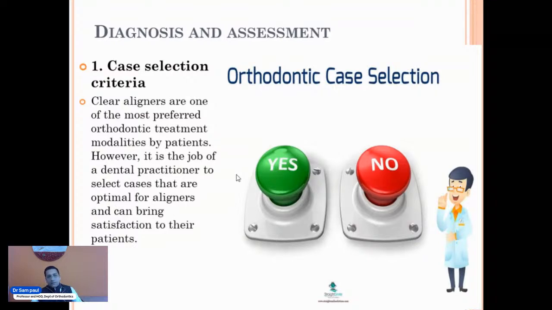Coming to the orthodontic case selection. I don't know how many people might have already done clear aligner treatment, but I always recommend all my friends to start from easy cases, very basic cases like mild spacing, mild crowding, and all those things, so that you get a hand of it, and only then you can move up to difficult cases like extraction cases, extrusion cases, posterior cross bites, and all those things.